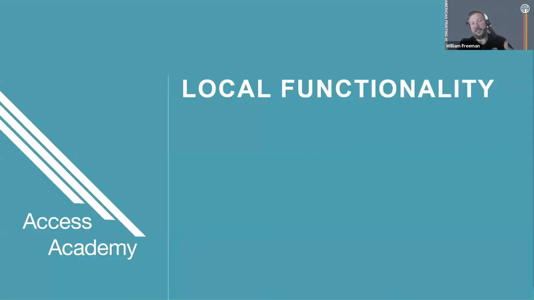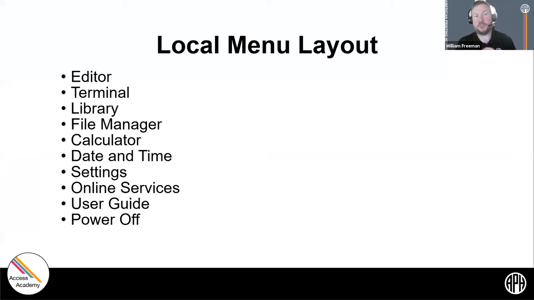Let's get into the local functionality. We're going to talk about the local apps and what's available there. We'll start with the local menu layout. One of the things that makes Braille displays somewhat challenging for people that are sighted is that they have a linear interface. We're used to spatial interfaces, like how I've typed it out here in this slide: list, editor, terminal, library, file manager, calculator, date and time, settings, online services, user guide, and power off.